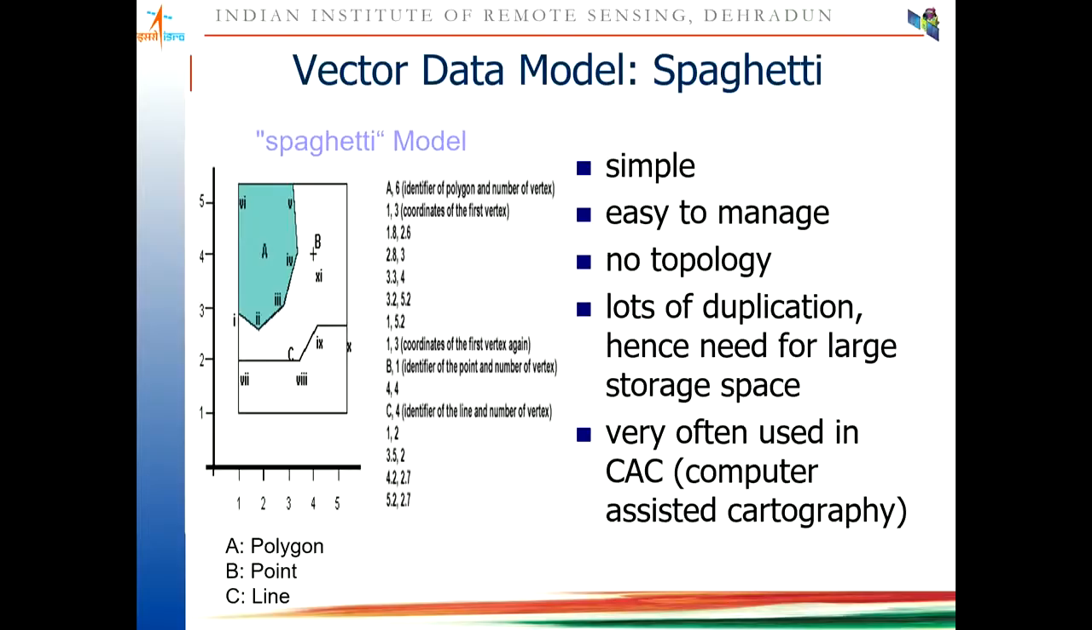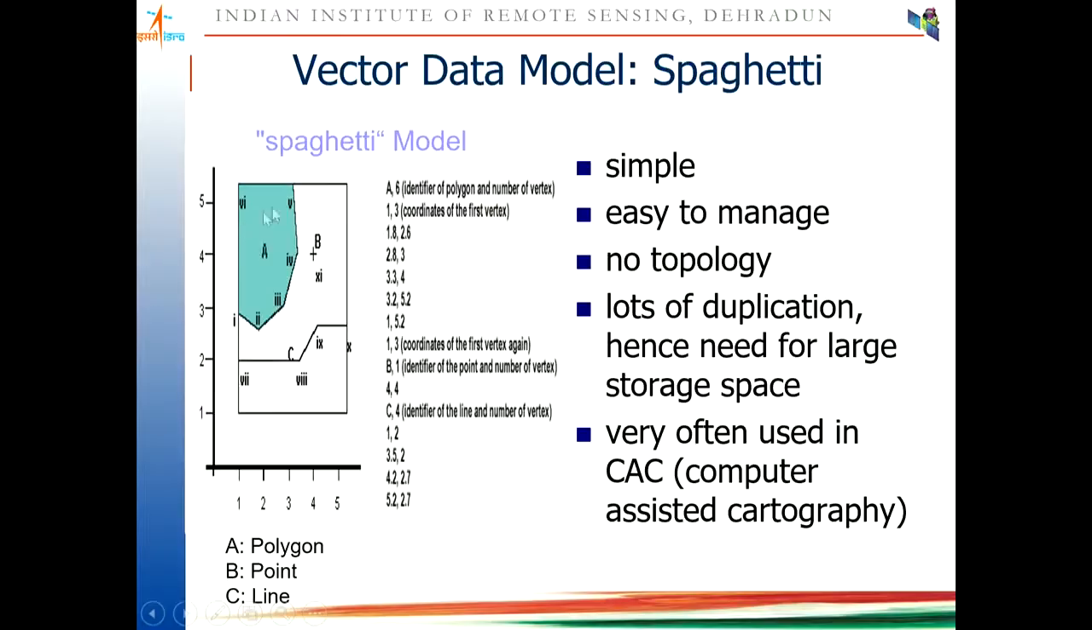Based on such representations, there are actually a lot of different models defined. The most simplistic model is called the spaghetti model. In the spaghetti model, we take different features, like a feature A, that is a polygon, B and C. C is a line, and B is basically a point. So there are three different features. All the nodes represented by each of those features are followed by the ID or the representation of that feature.